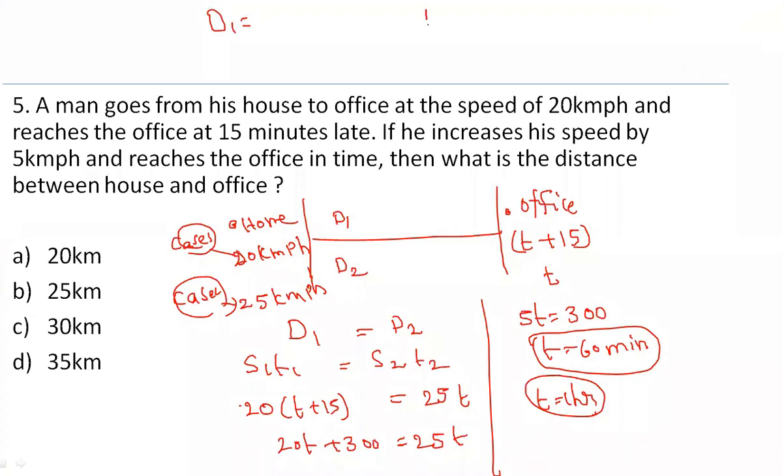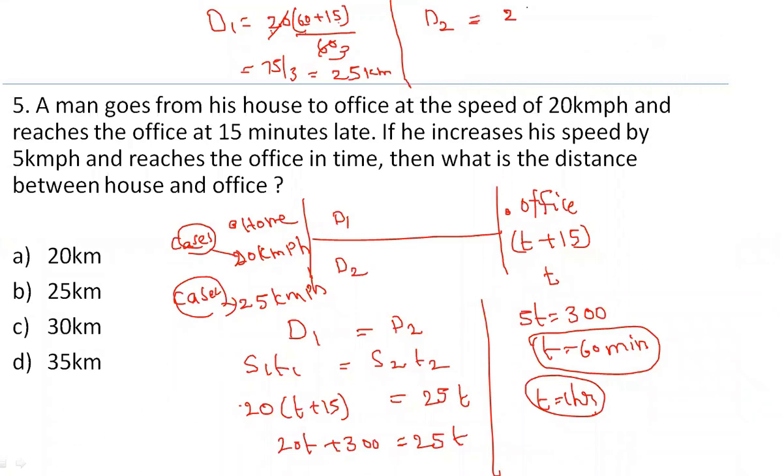See here, I'm solving for both. So if you are using D1, S1 T1, S1 is 20 and T is equal to 60 minutes you got, right? So 60 minutes plus 15 minutes. So this is 20 kilometer per hour. This is 60 minutes, 15 minutes. That's the reason I'm dividing it by 60. So 20 into 75 by 60, which is equal to 25. Okay, 25 kilometers.